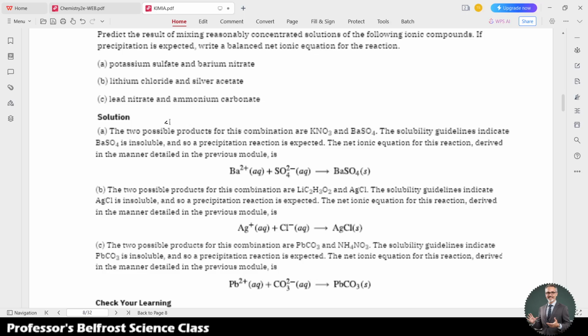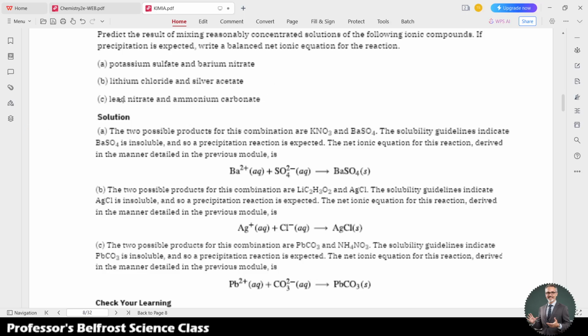Next, lead nitrate and ammonium carbonate. It means that we need to pair the ammonium and nitrate together. Ammonium is NH4+, nitrate is NO3-, which is NH4NO3. The second one is lead and carbonate. Lead is Pb2+ here, and carbonate is CO3 2-.